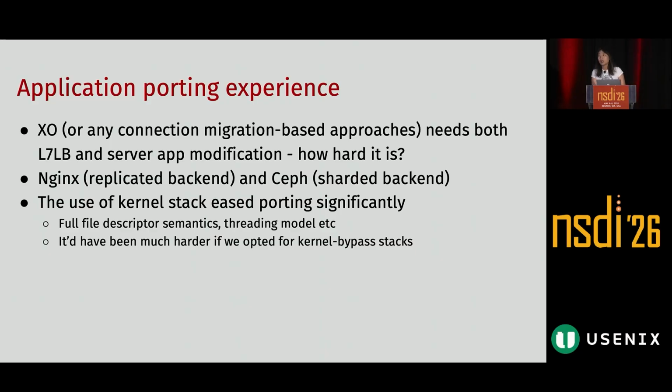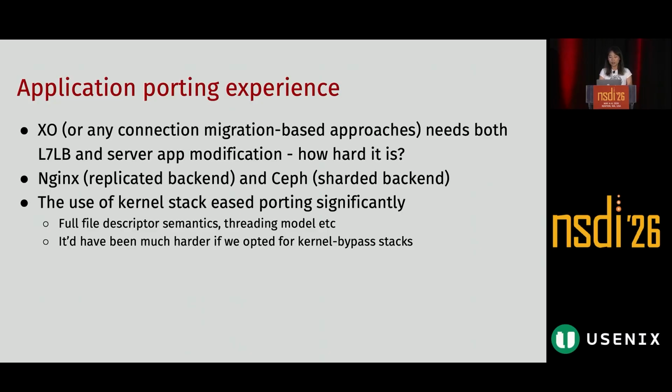We found that currently existing connection migration-based systems like Prism and Capybara, which we mentioned earlier, never ported existing real-world applications. Application modification is a fundamental limitation of such connection migration approaches, so we think it is important to see how hard it actually is. So we ported nginx and Ceph because they have different features.